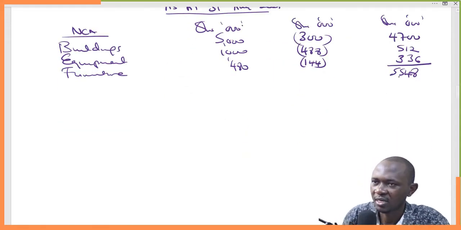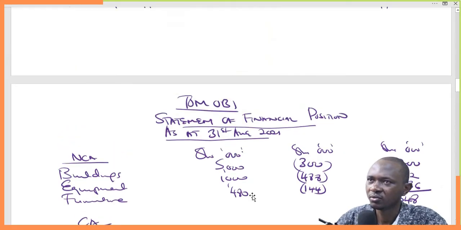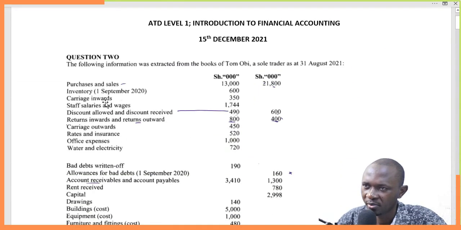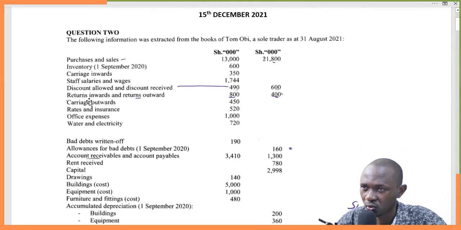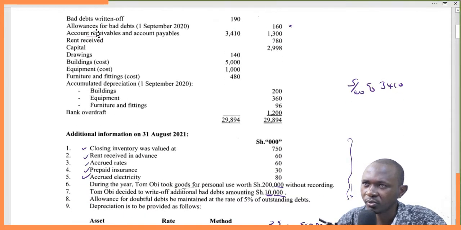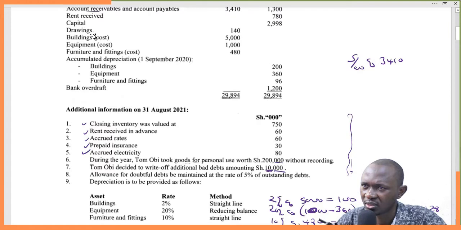Then we go to current assets. Now for current assets we have, of course, inventories, but let's just go with the order. So we have purchases and sales, inventory. This is opening inventory, it doesn't feature there. Then we continue, carriage, rates, all this, no. Bad debts, allowance for bad debts, accounts receivable. So that's where we are, accounts receivable. So we start with the accounts receivable.